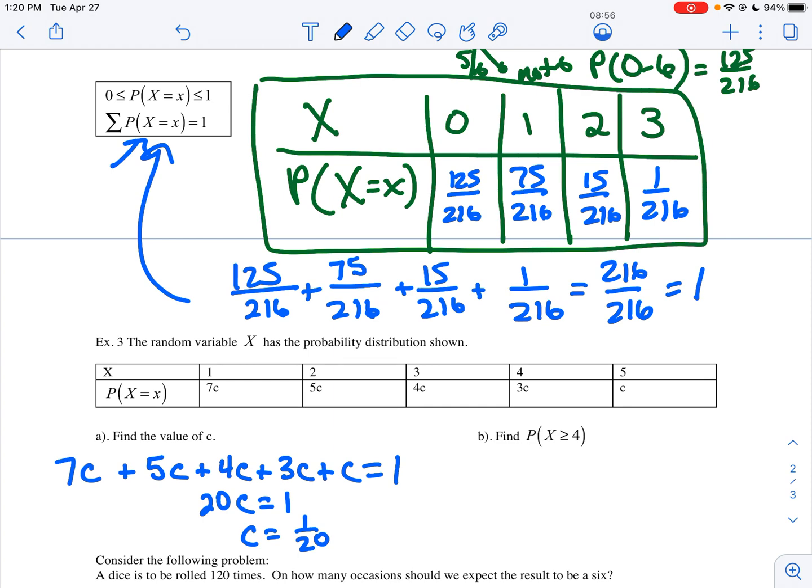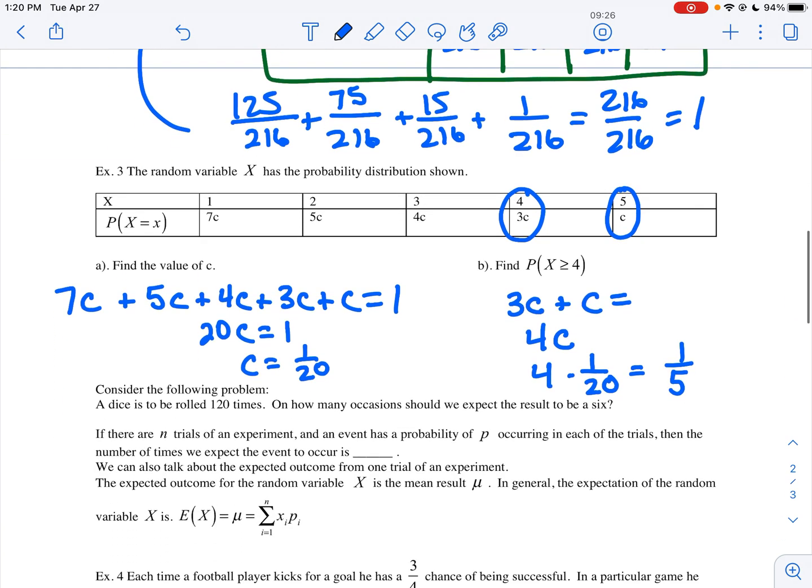Now in part B, it says find the probability that X is greater than or equal to 4. Well, in my probability distribution chart, getting a 4, the probability is 3C, and getting a 5 is C. So that's 4C, and we know what C is. It's 1 over 20. So the probability of X being greater than or equal to 4 would be 1/5.